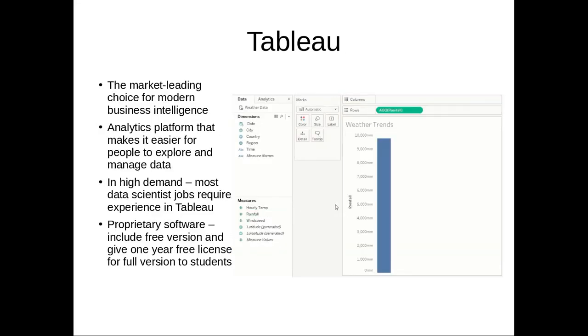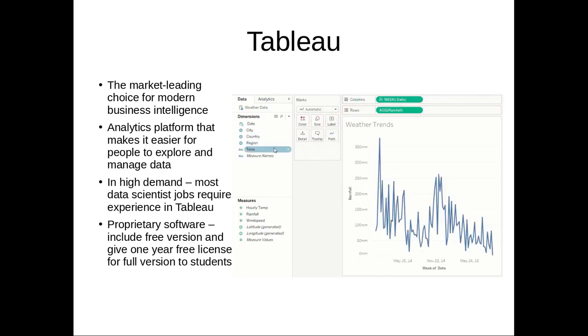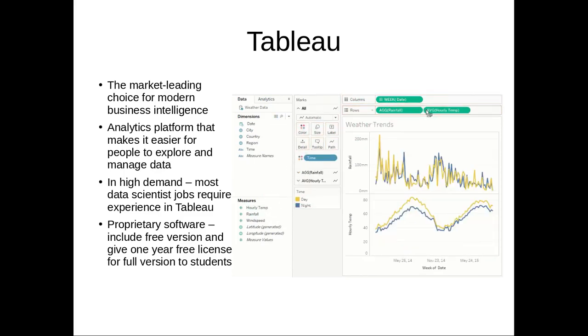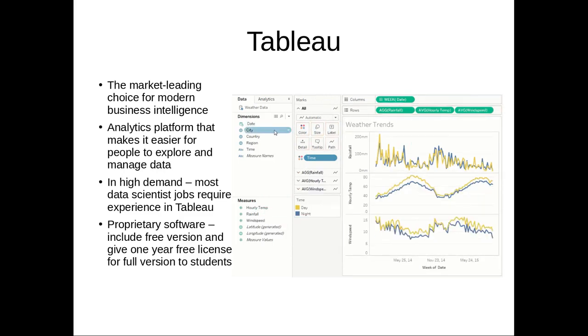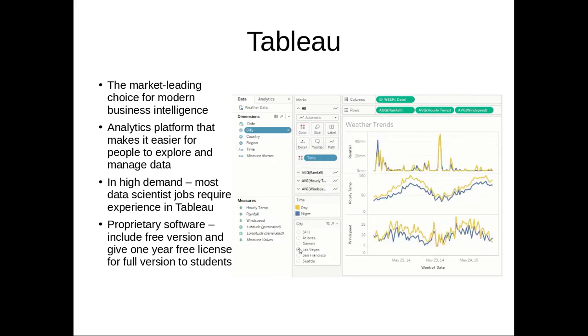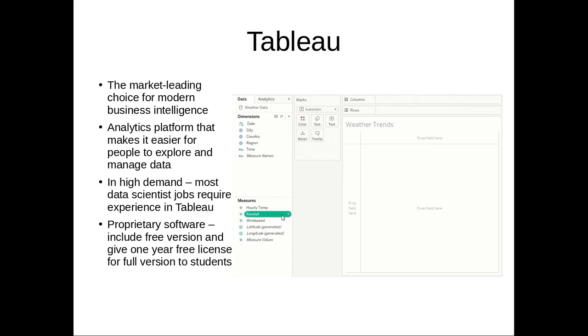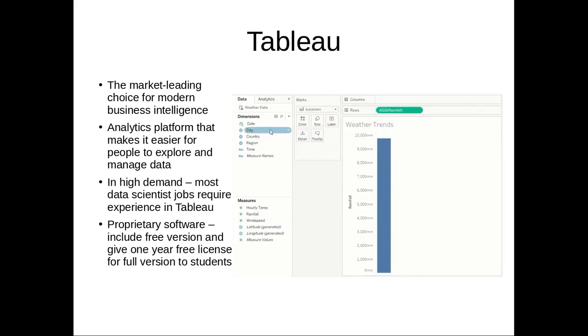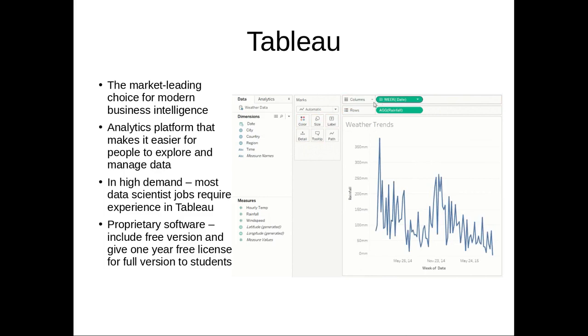So Tableau specifically is a very good tool, and it's in very high demand nowadays in the market. It's a market-leading choice for modern business intelligence. It is an analytics platform that makes it easier for people to explore and manage data. It's in high demand. Most data scientist jobs require experience in Tableau. So it's highly recommended that you learn it. The students of data science should learn Tableau specifically.